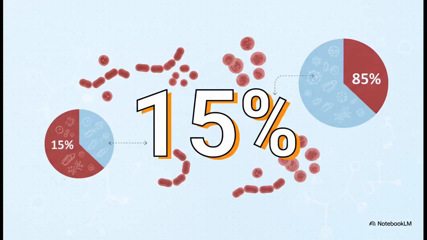Now, when we do pivot to bacterial causes, Group A Streptococcus, or GAS, is the undisputed heavyweight. But context is everything here. In the adult population, GAS accounts for roughly 15% of cases. Think about that. It means a massive 85% of your adult patients actually have something else entirely going on.